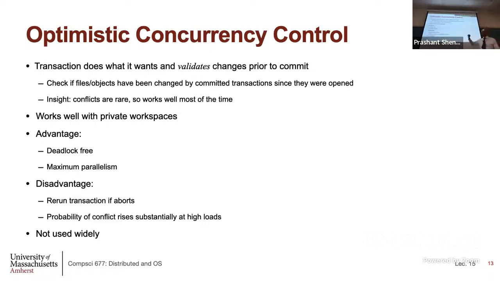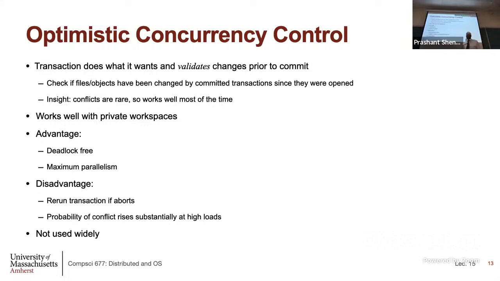Some pros and cons. Advantage of optimistic concurrency control: no deadlocks. It's a deadlock-free system. Is that clear why? There are no locks, so there can't be deadlocks. Also, maximum parallelism. Because there is no locking, there's no blocking. Transactions just run at full speed, because there's nothing to block on since you're not trying to grab a lock.